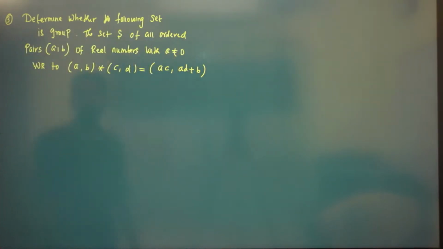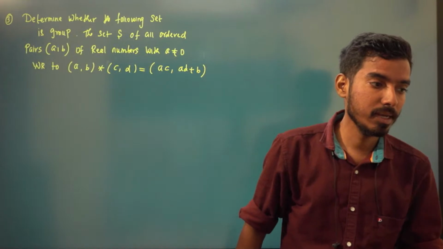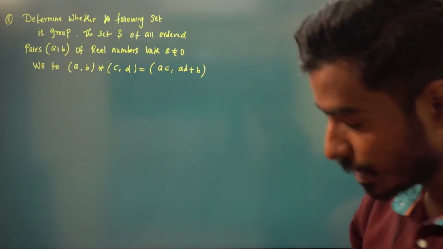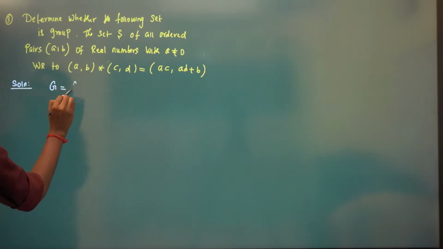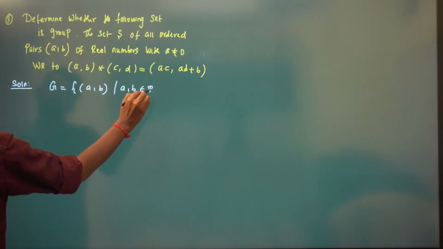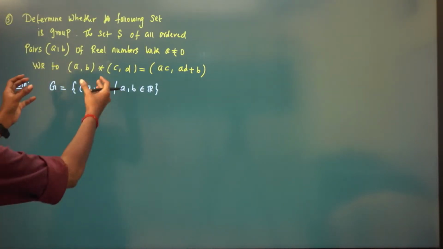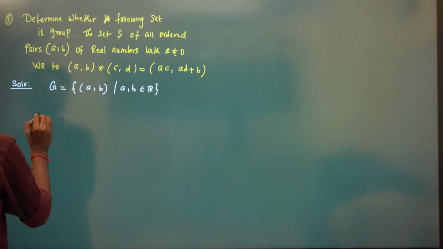See, this consists of all ordered pairs of real numbers, right? So every element is a pair here. Every element is not a single element. Every element is an ordered pair here. So G consists of all those ordered pairs such that A, B belong to real numbers, right? Every element is a pair here. The operation is you take any two pairs, you perform this operation, right? Okay. So first, it is closed.